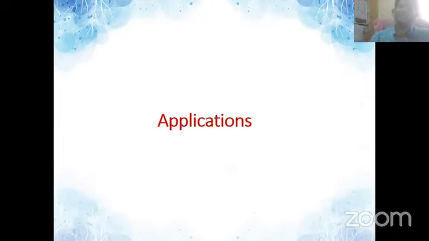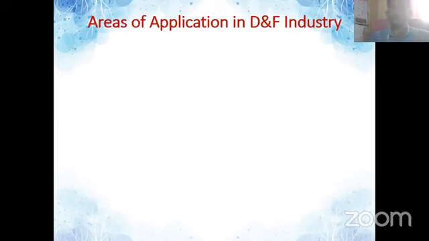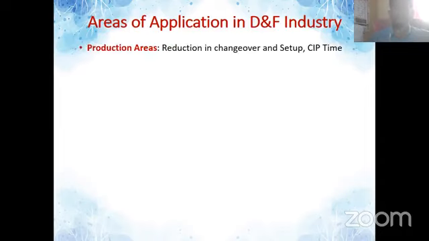Now, let's take the applications of lean manufacturing in our dairy and food industry. We have discussed the different techniques and methods of lean manufacturing, how they work, and what their advantages and disadvantages are. What are the different areas of application in the dairy industry? So, in the production areas, we are manufacturing flavored milk, or we are pouching the milk, or we are manufacturing cheese blocks.